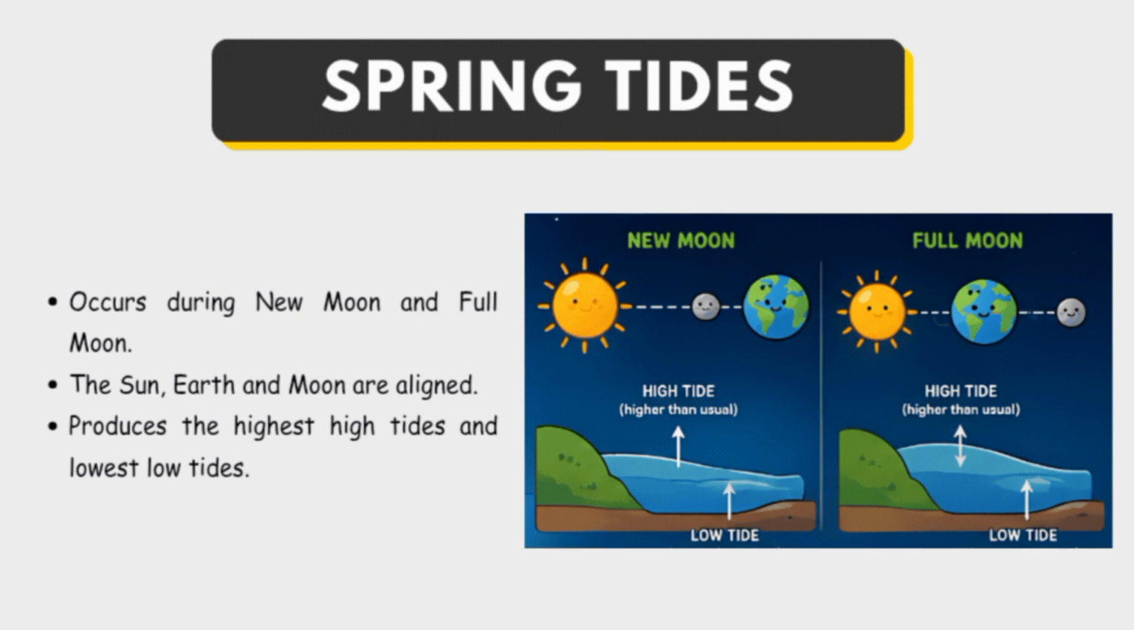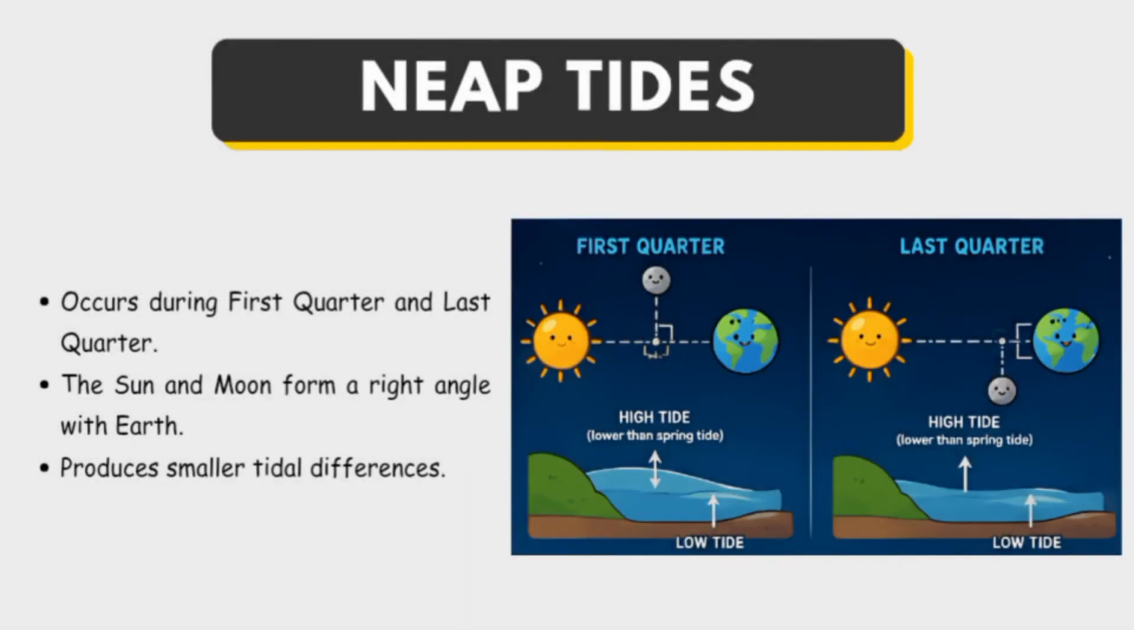During these phases, the sun, Earth, and moon are aligned in a straight line. As a result, their gravitational forces combine, producing the highest high tides and the lowest low tides. Next, we have neap tides. Neap tides occur during the first quarter and last quarter phases. At this time, the sun and moon form a right angle with Earth. Their gravitational forces partially oppose each other, creating weaker tides with a smaller difference between high tide and low tide. Therefore, the moon plays an important role in influencing ocean tides on Earth.